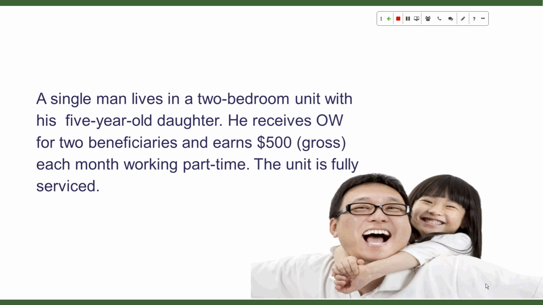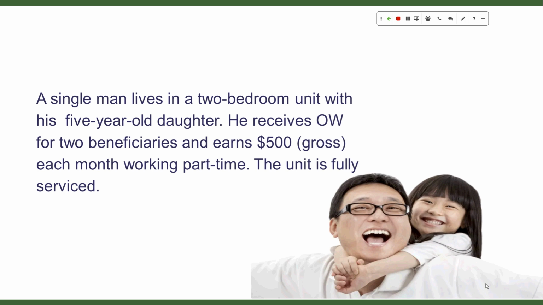So we have our second scenario. We have, again, a single man who lives in a 2-bedroom unit with his 5-year-old daughter. He receives Ontario Works for 2 beneficiaries and earns $500 a month working part-time, and it is also a fully serviced unit.